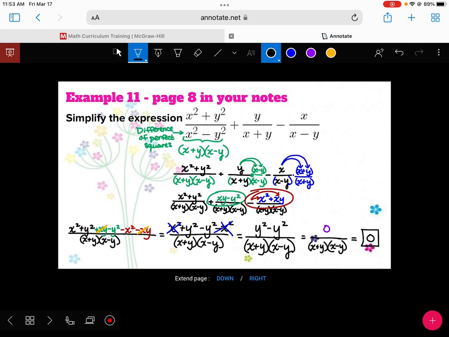All right, big takeaway for today. Very, very important. When we are adding, nothing changes about our numerator. No operations change there. But when we are subtracting, you have to distribute that negative. Adding, nothing changes. Subtraction, all your signs will change. Only what comes after the minus sign.